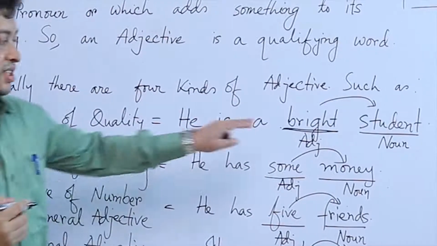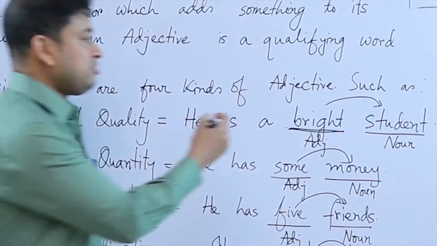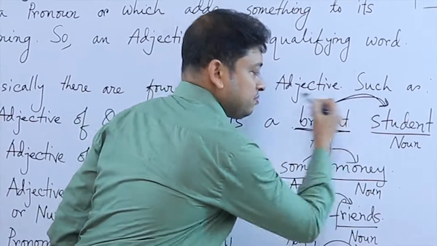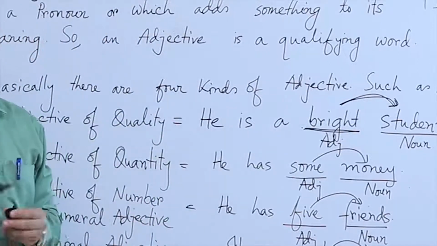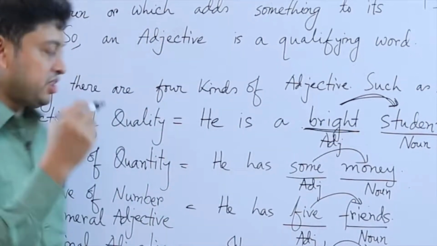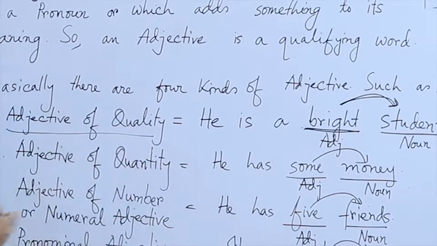Now, the question is why this is an adjective? Because it is qualifying the word student, and student is a noun. As we are talking about the quality of a student, that's why the name is adjective of quality.